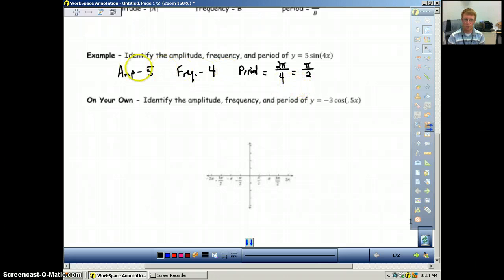So we want to get familiar with these terms and understand how these sine functions and cosine functions are going to change. Now I want you to try this one on your own. Don't worry about this graph at the bottom. We're going to do something with that after you do this one on your own.